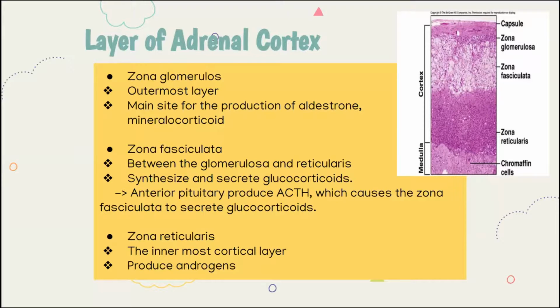So you can see here, this is the 3 layers of the adrenal cortex. The zona glomerulosa produces aldosterone, which is a mineralocorticoid, and the zona fasciculata produces glucocorticoids. And the innermost part is the zona reticularis, which produces androgens. So I pass to the next presenter.